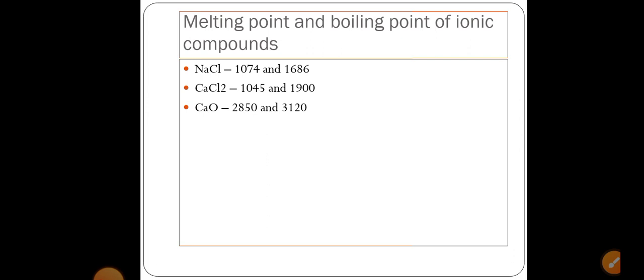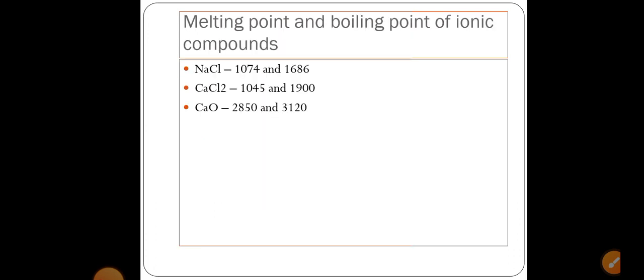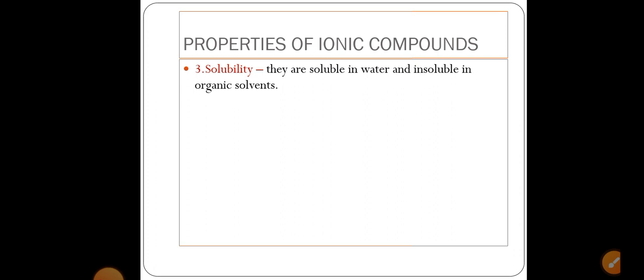What you have seen here is for NaCl. Similarly, you have a lattice structure for each and every compound. For CaCl2, you have a lattice structure. Calcium oxide, you have. MgCl2, you have. Are you understanding? So there are many types of lattice, and each lattice gives a different melting and boiling point.